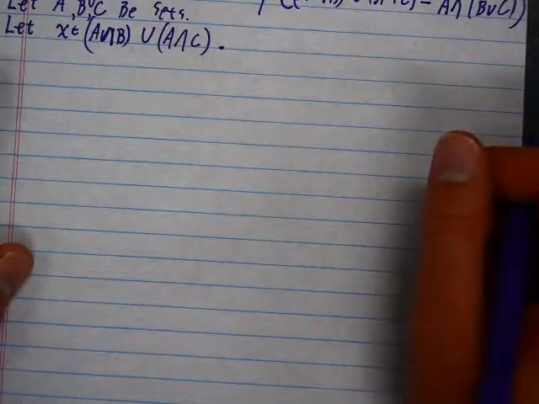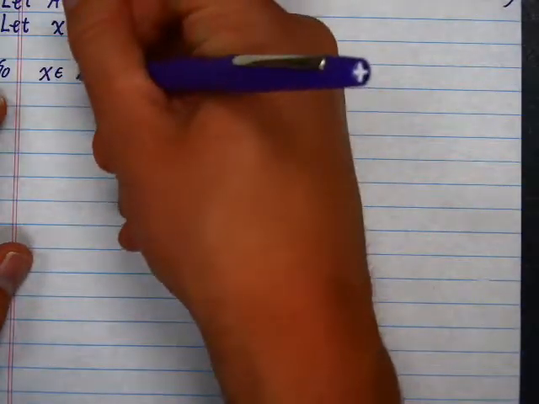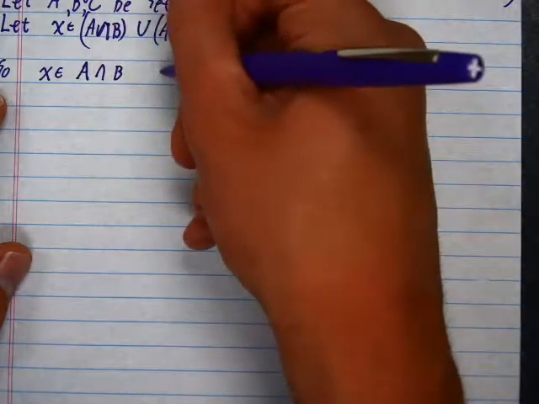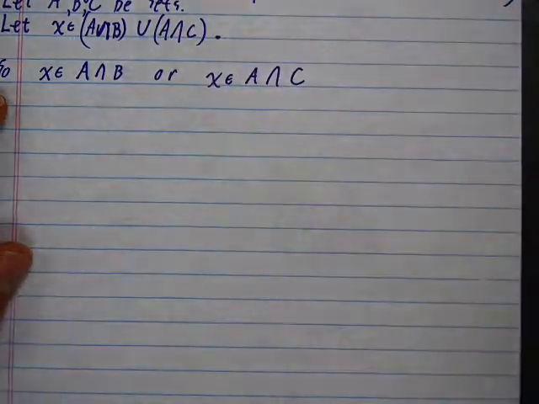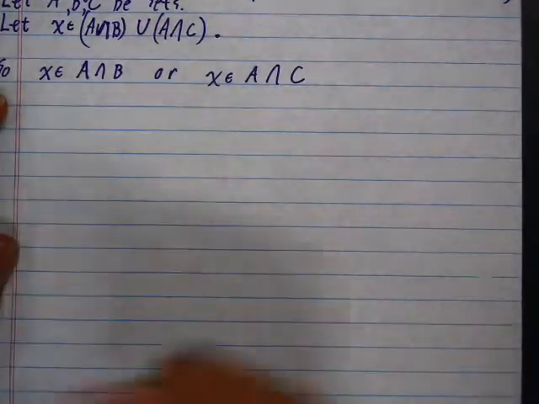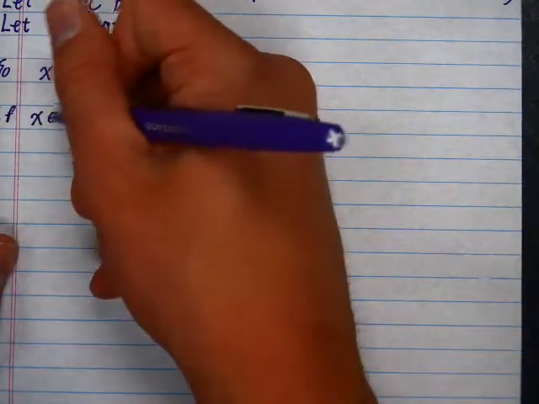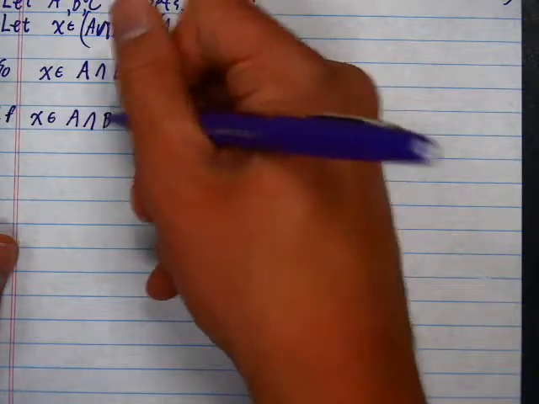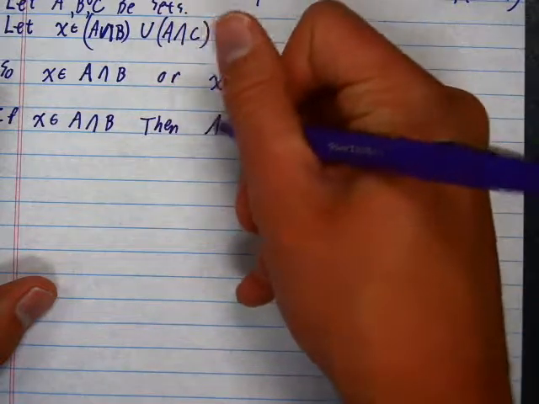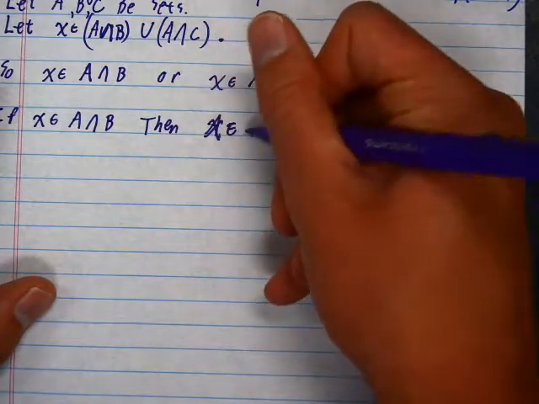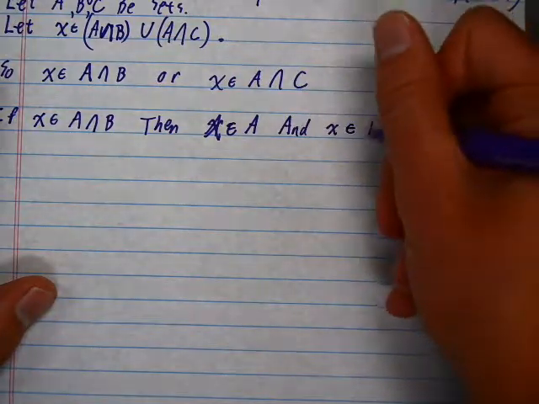So what does that mean? Well, I see a union. So x is in A intersect B, or x is in A intersect C. So let's just deal with both of those. If x is in A intersect B, let's just take a look at what happens. Then it must be that x is in A and x is in B.